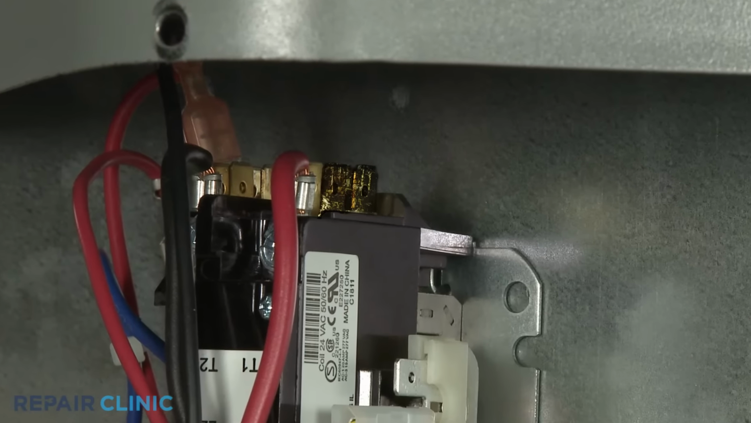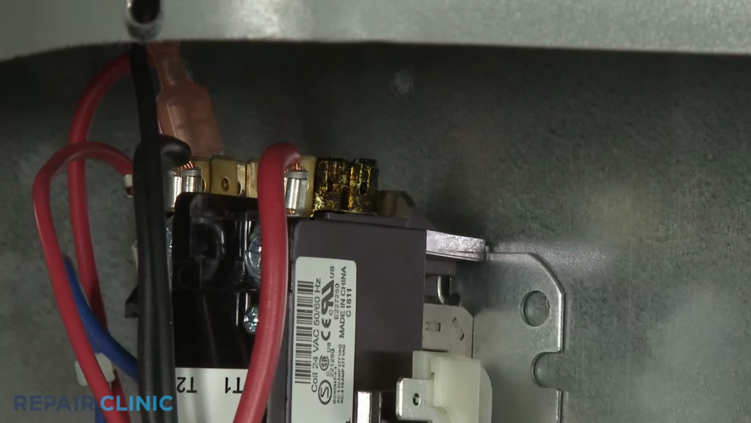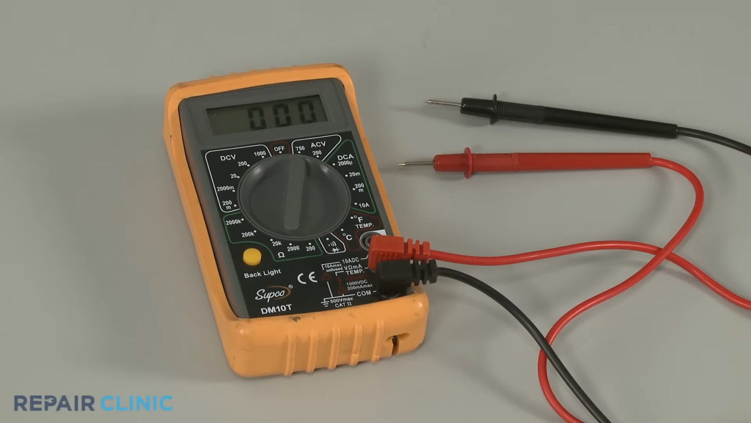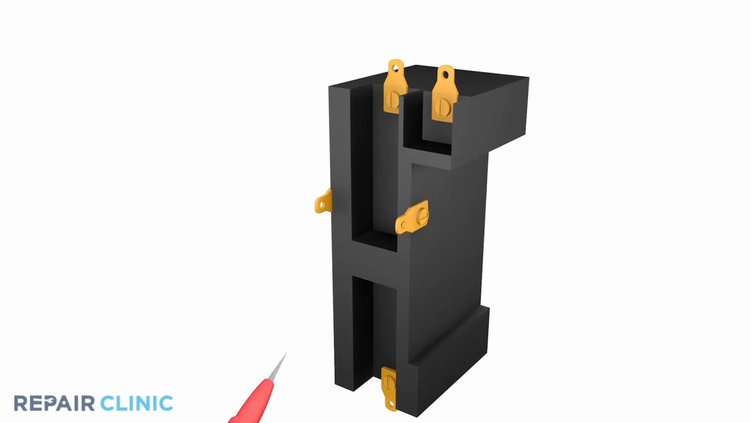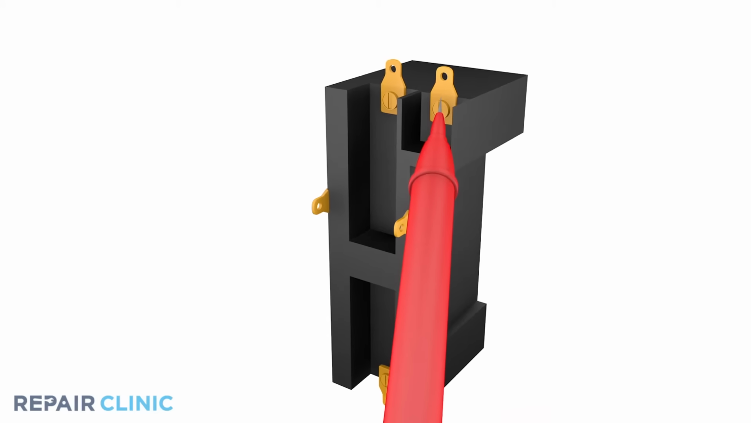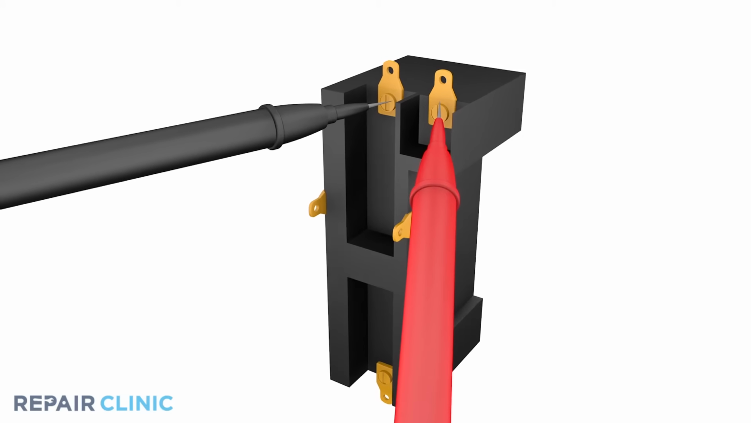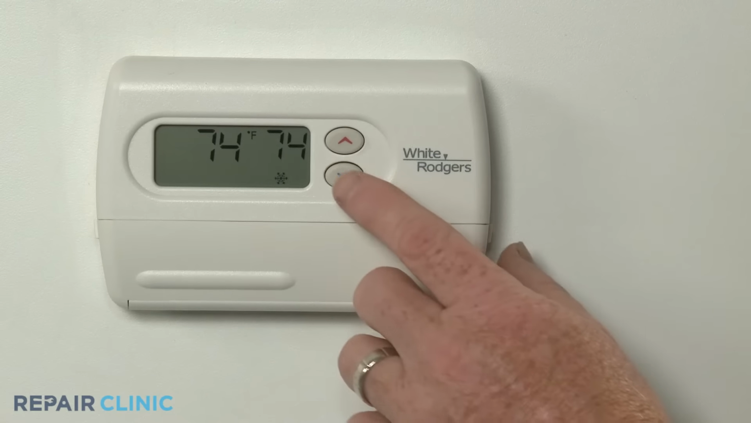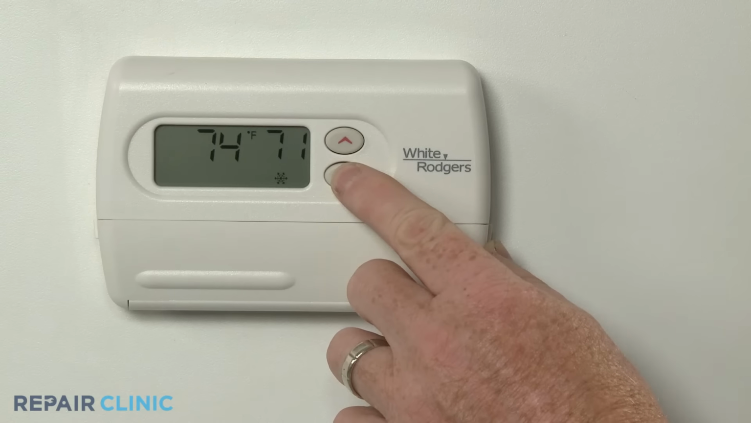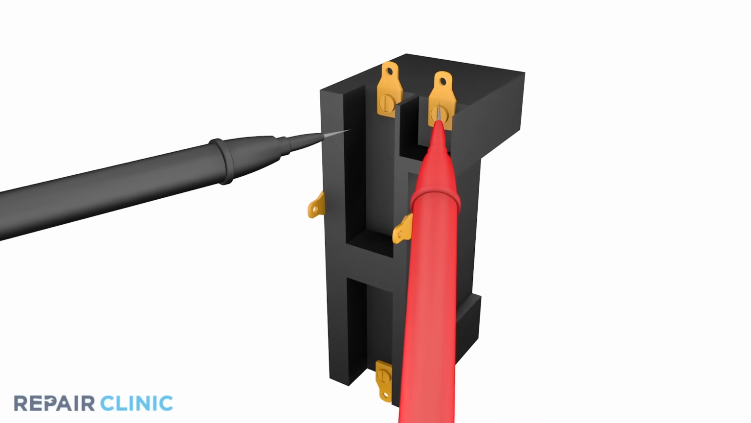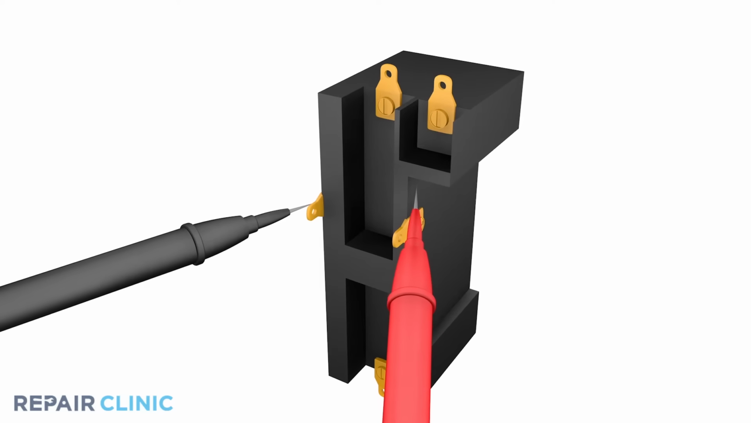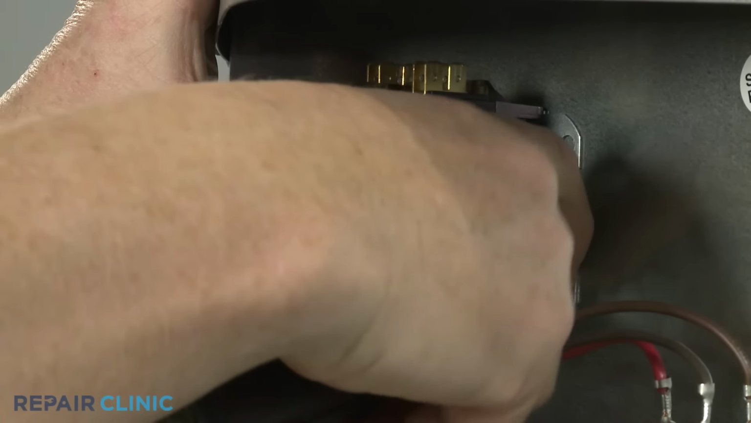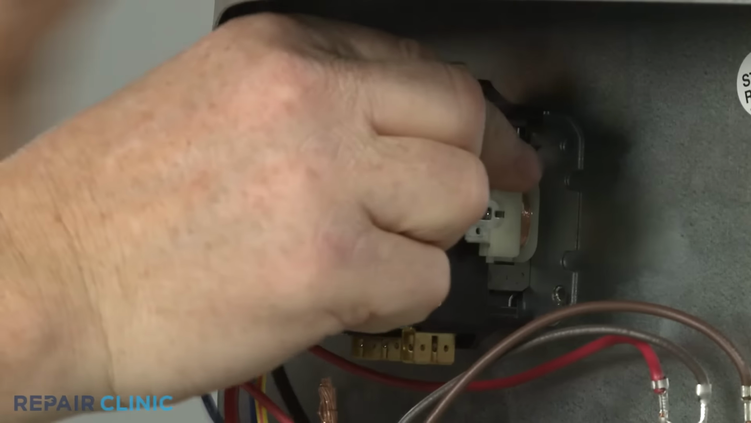You can visually inspect the contactor contacts for signs of wear. You can also test the contactor with a multimeter. Use the probes of the multimeter to touch the incoming contacts to confirm the contactor is receiving 240 volts. After setting the thermostat to call for cooling, test the coil terminals to determine that 24 volts are present. If true, it's likely the coil or outgoing contacts are damaged, and the contactor will need to be replaced.